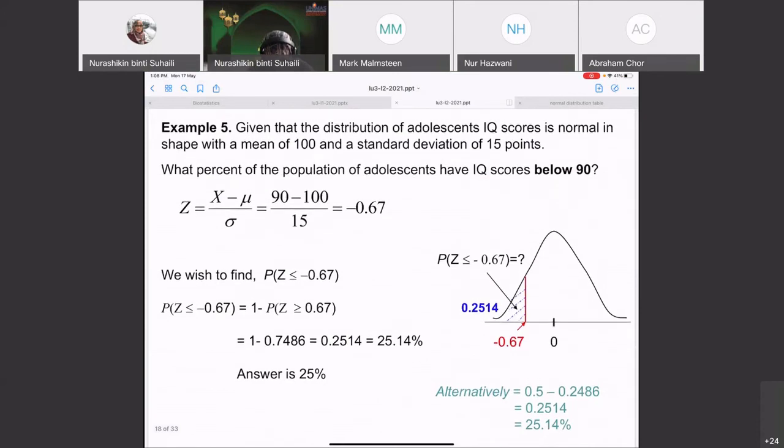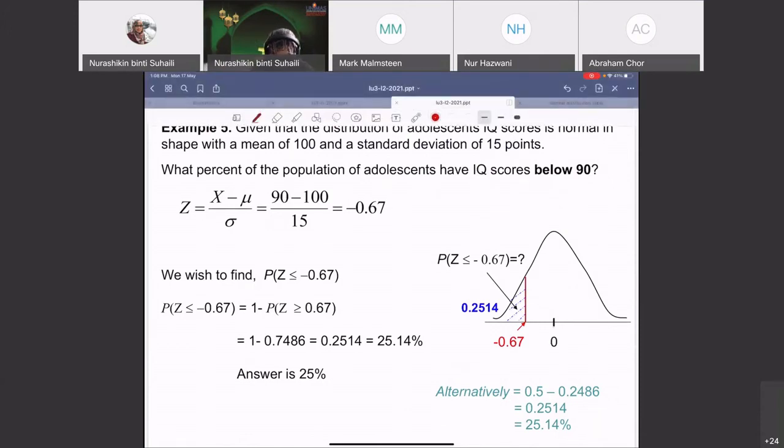So here, given that the distribution is normal, it's the same thing but a different situation and different areas that you are looking for. But this one is negative 0.67, right? So you sketch it, and the area should be over here. It's actually quite easy, this topic. So this is the area. When you convert it into percentage, it is 25%.